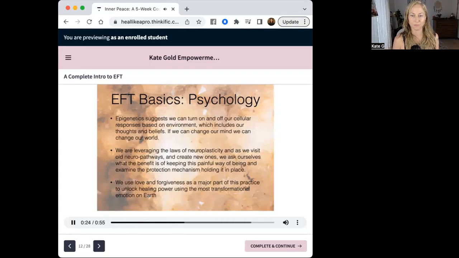We're leveraging the laws of neuroplasticity, and as we visit old neural pathways and create new ones, we ask ourselves what the benefit is of keeping this painful way of being and examine the protection mechanism holding it in place. We then use love and forgiveness as a major part of this practice to unlock healing power using the most transformational emotion on earth. That's right. I'm talking about love and I'm talking about science all wrapped up into one.